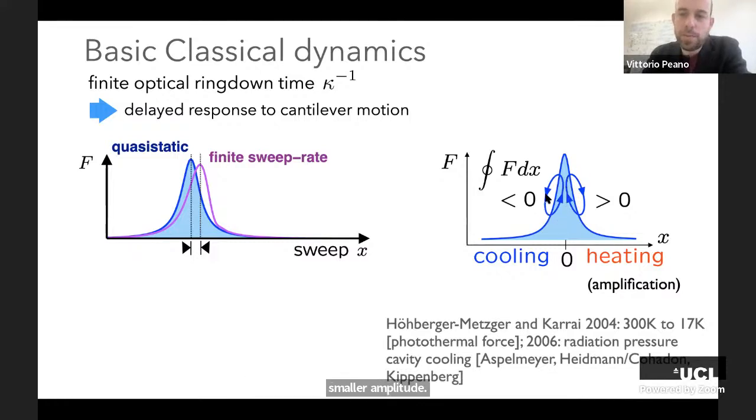And so, which means that overall, I'm doing negative work. F times X is negative, which means that I'm absorbing energy from the mechanical oscillator, which means I'm cooling the mechanical oscillator.